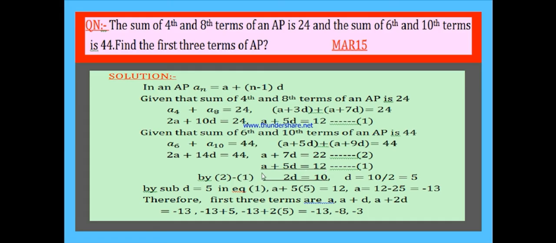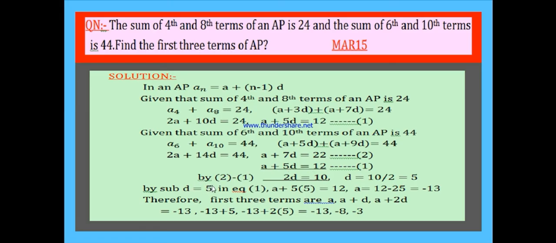Now let us subtract. Then plus A and minus A will be cancelled. 7D minus 5D is 2D. 22 minus 12 is 10. And D is equal to 10 divided by 2, which is equal to 5. Now we got the D value.